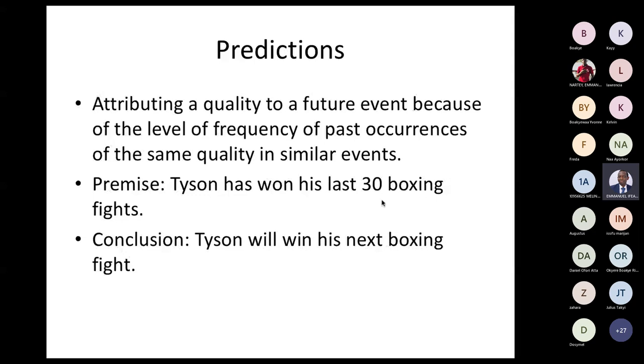Predictions: attributing a quality to a future event because of the level of frequency of past occurrences of the same quality in similar events. Example, Tyson has won his last 30 boxing fights. Conclusion, Tyson will win his next boxing fight. So that's a prediction. The conclusion is somehow a projection of the past.